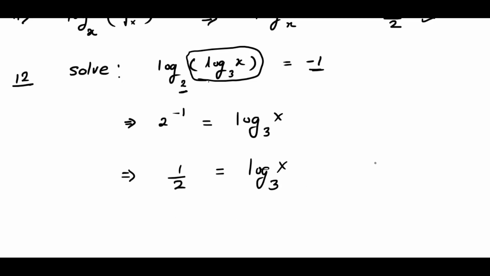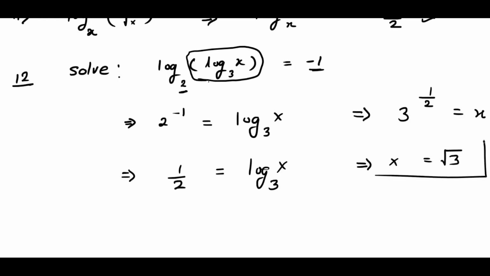1 divided by 2 is equals to log x to the base 3. So again I will convert this in exponential form. So it will be 3 power half is equals to x. So this gives me x is equals to square root of 3. Yes or no? Simple. We get x is equals to root 3. Yeah.